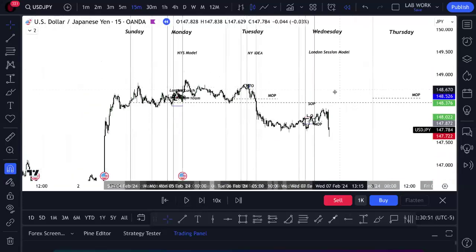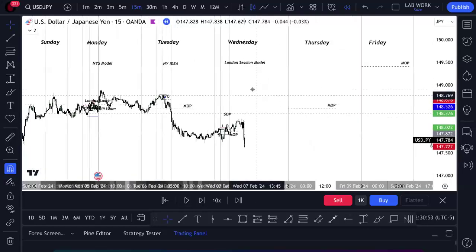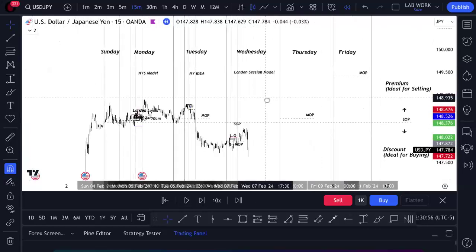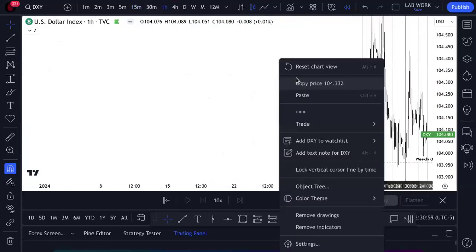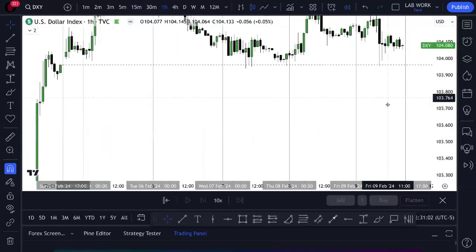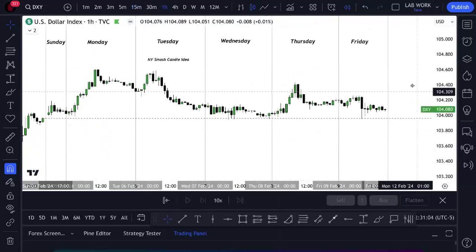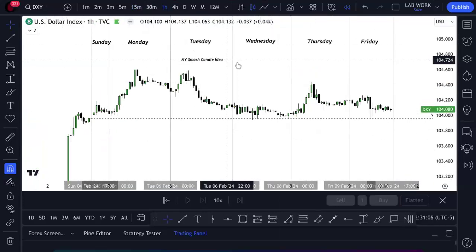I think that's the last. Yeah, that's the last example we have for UJ. So let's move on to DXY. I don't think DXY has any. We don't have any days to really talk about on DXY. We'll get back to this at the end.